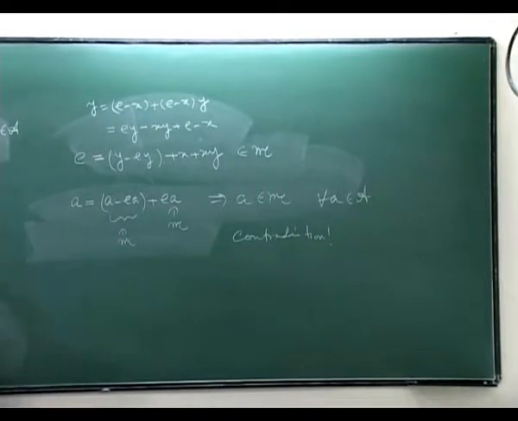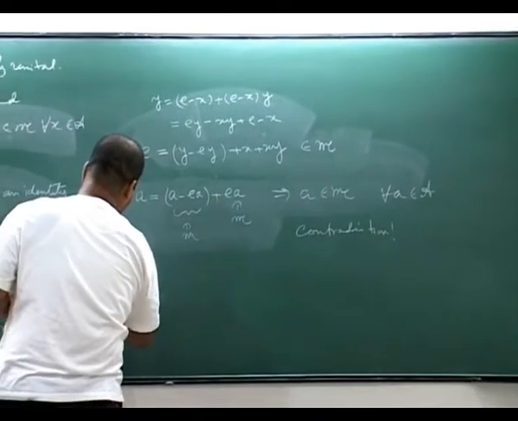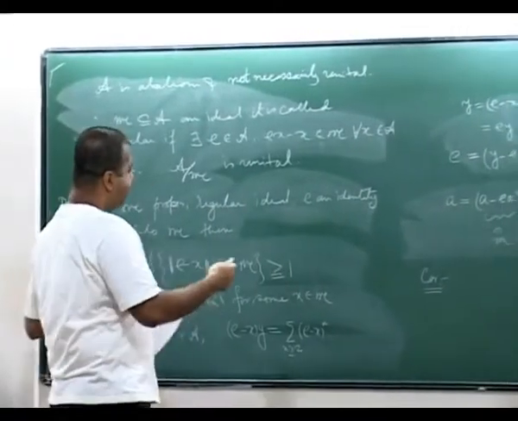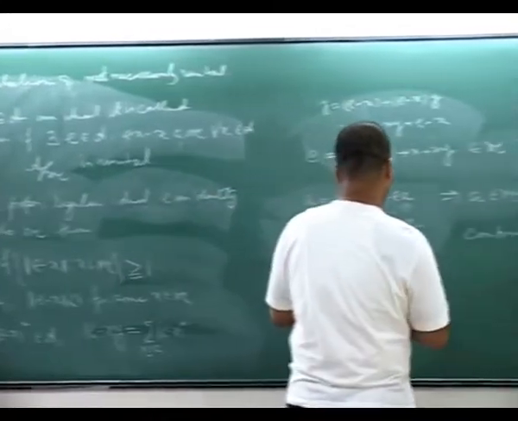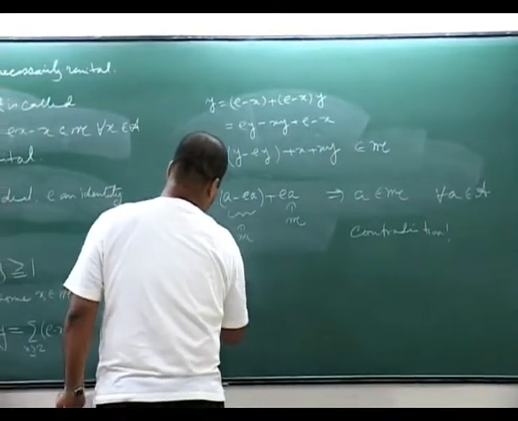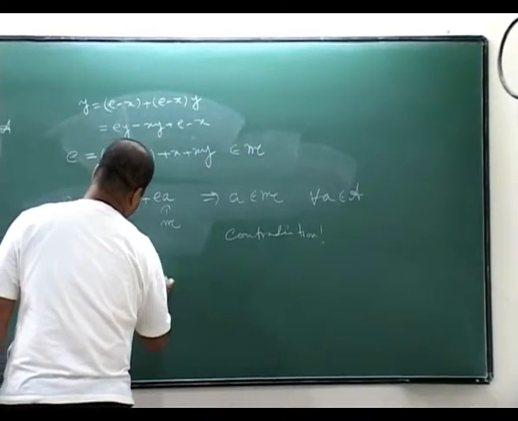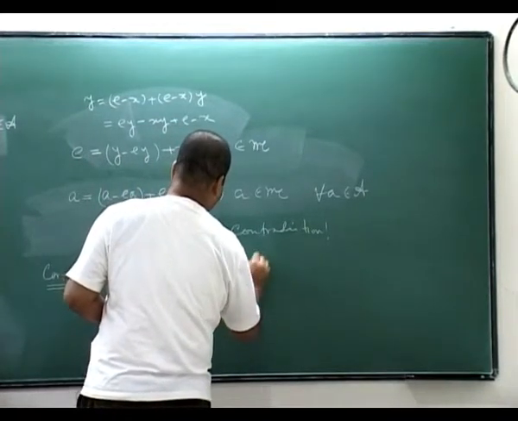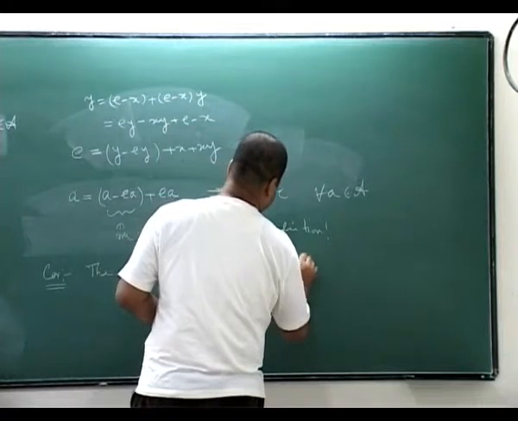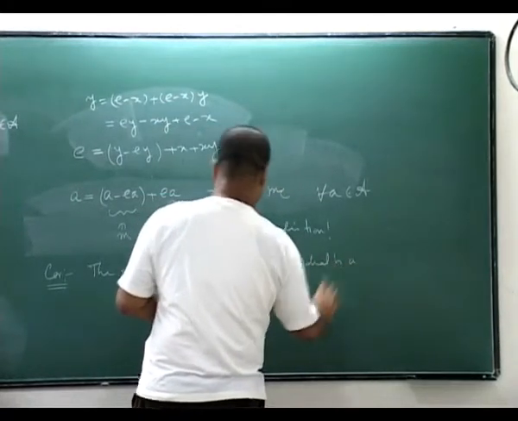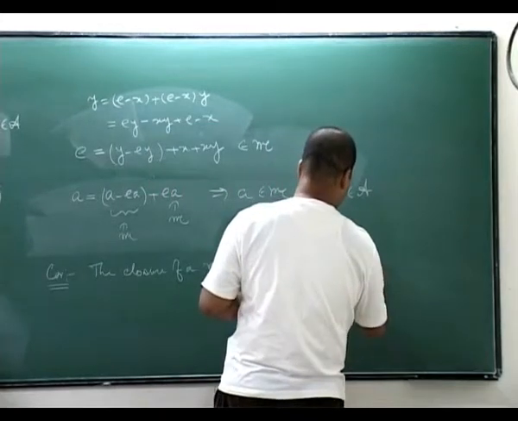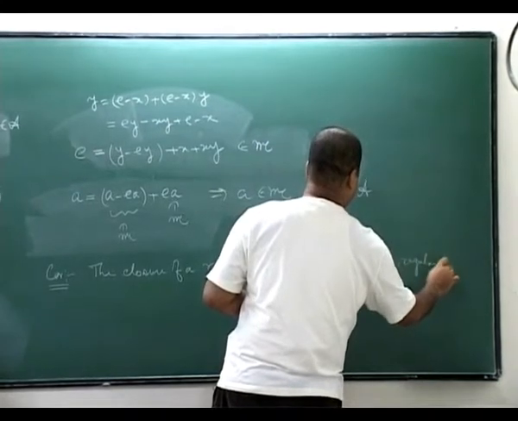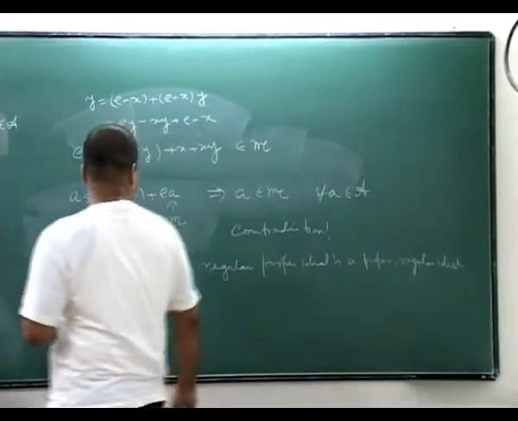So, a consequence of this proposition is the following: if we start with a proper regular ideal, then its closure is also a proper ideal. That is the consequence. Okay. So the closure of a proper regular ideal is a proper regular ideal.